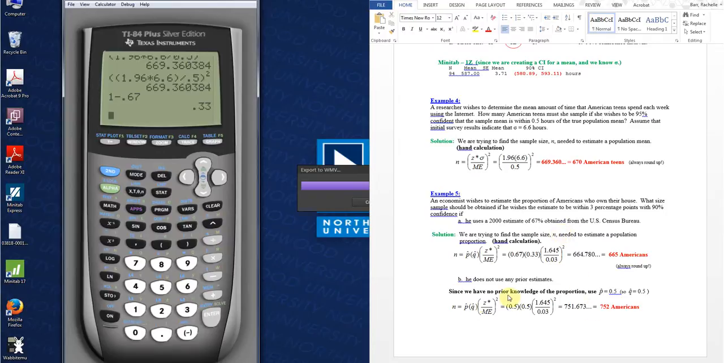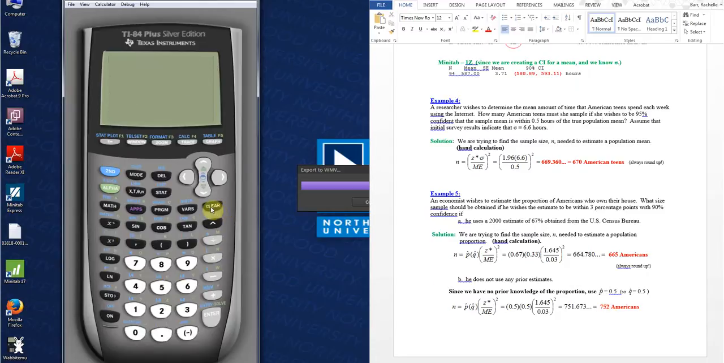Now, if you don't have prior knowledge, meaning he does not use any prior estimates, we assume the worst case scenario, and that's that P is 0.5 and Q is 0.5. So here our P and our Q change, but this value is staying the same, which gives you 751.something. I don't even care what this is, we're going to round up: 752 Americans.